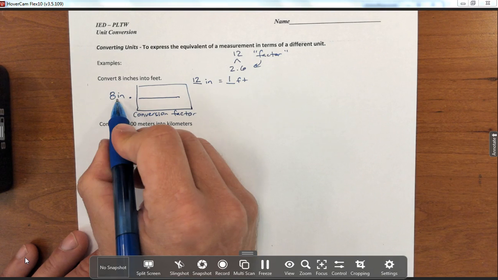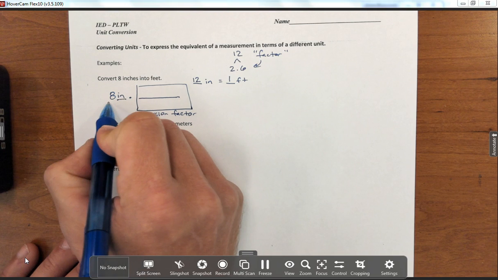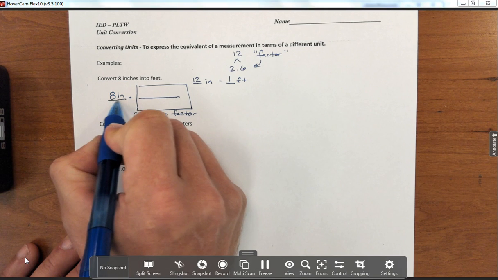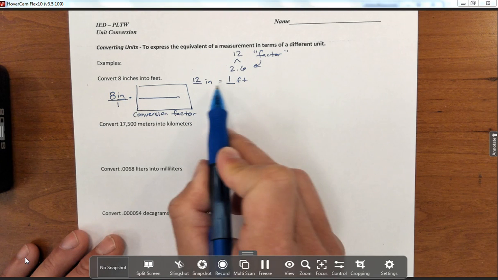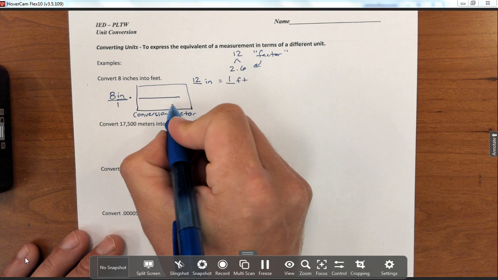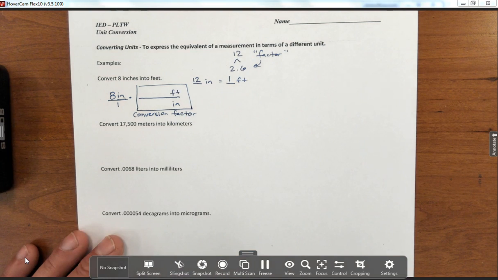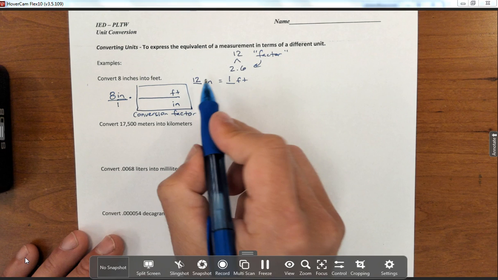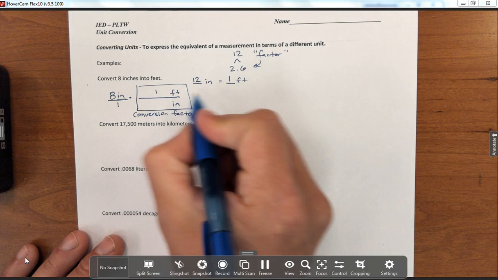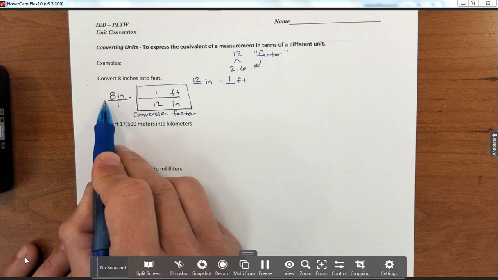The unit that you currently have, inches, notice where it's at in a fraction. If you don't see this as a fraction, anything is itself over 1, so it's on the top. Then between these two, I have inches and feet. I need to put the one we currently have diagonal in the conversion factor. So that means on the bottom this time, they're diagonal. The other unit, the one we want, is going to go on top. And then the values follow. So it's 1 foot, 12 inches, and that's a conversion factor. A factor means we're going to multiply. So we're going to multiply 8 inches by this.